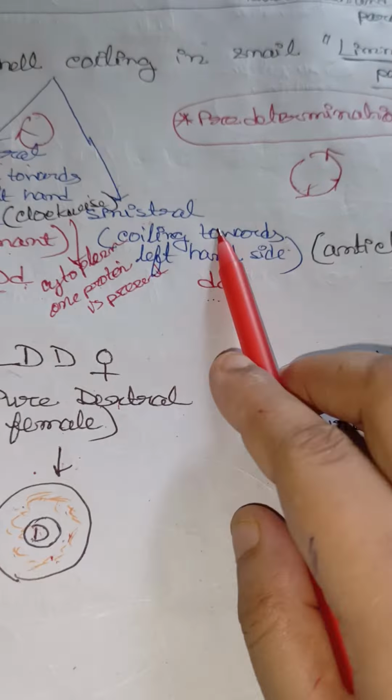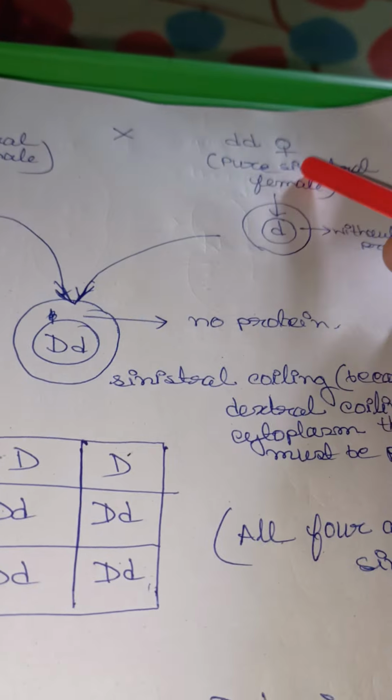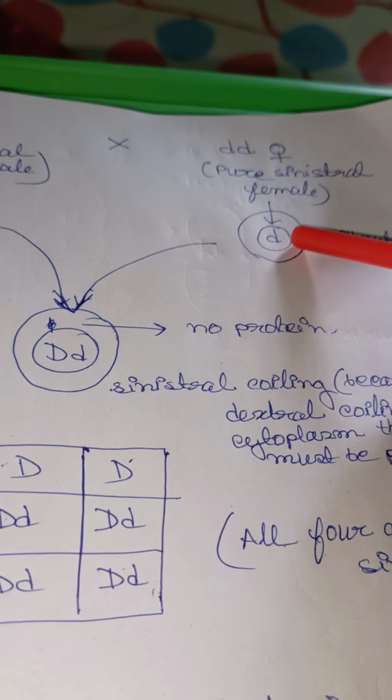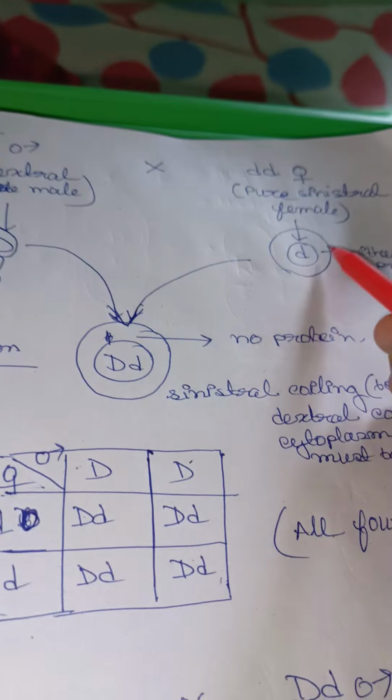Now what will happen if pure dextral male, suppose this is male, this is female, pure dextral male DD, this is the P generation, is crossed with small d, that is pure sinistral female. So the male will give D and the female will give this type of ovum, D in the nucleus and no protein in the cytoplasm. Without protein it will show sinistral. If protein is present, then it will show dextral rotation, so here the protein is absent.